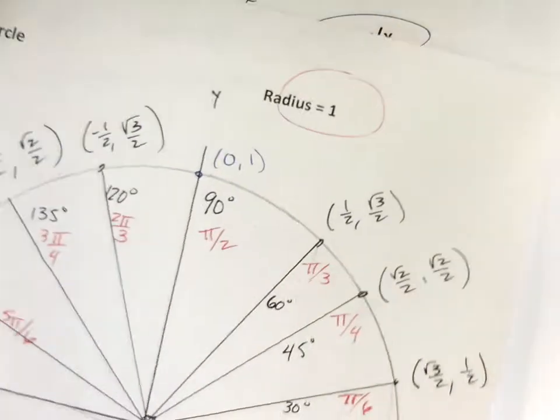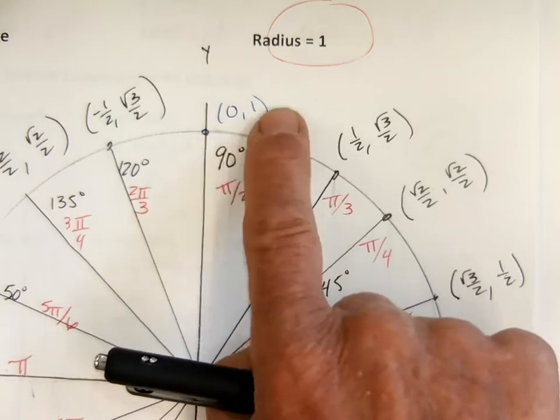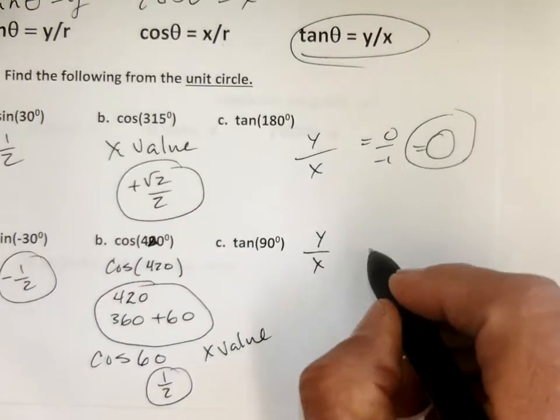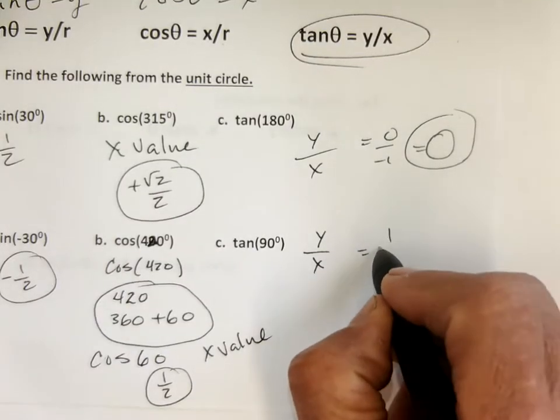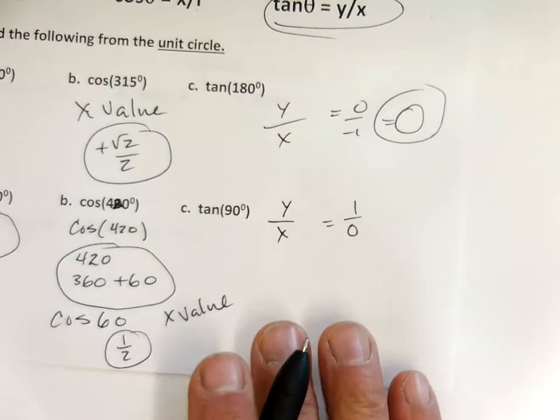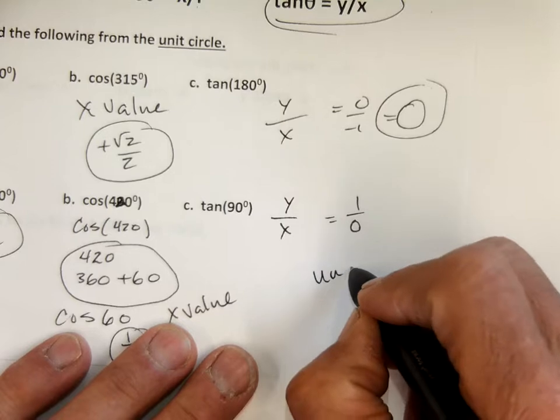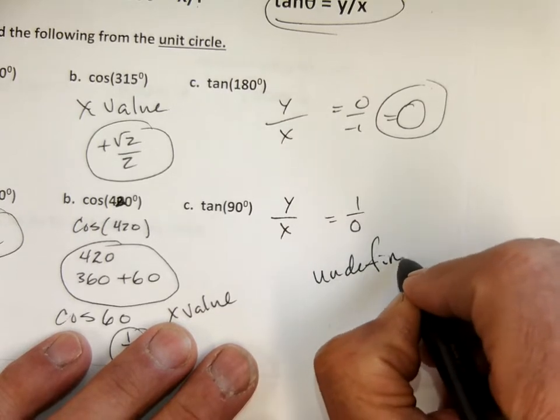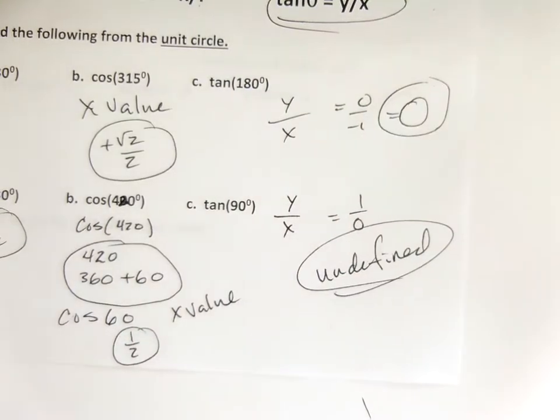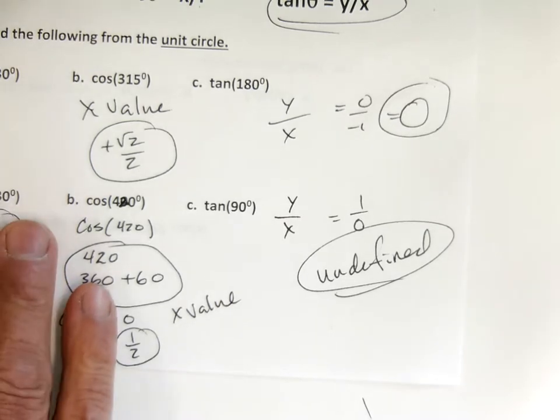Tangent of 90, I go to the y value over the x value, which is 1 over 0. Uh-oh, Cookie Monster's gonna be pretty sad. Right? You can't divide by 0, so this is undefined, okay? How am I doing? So let's turn the page.